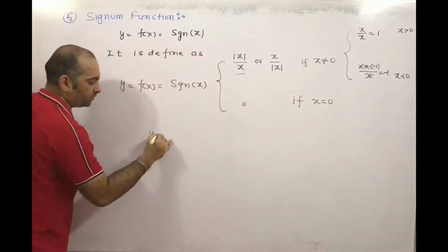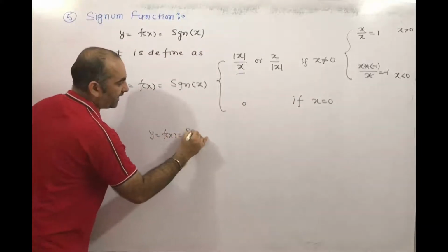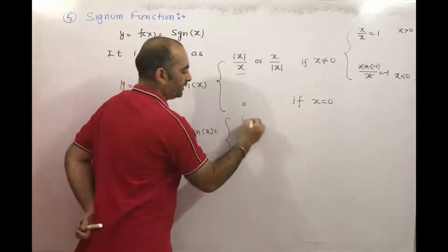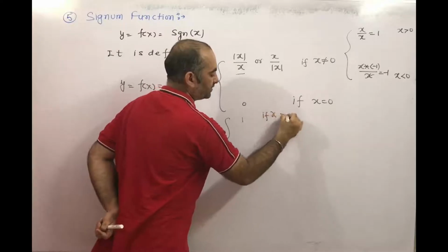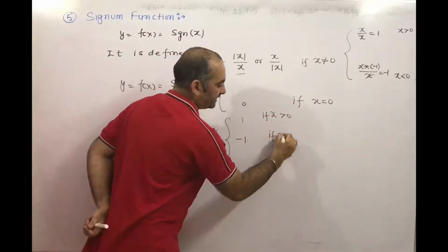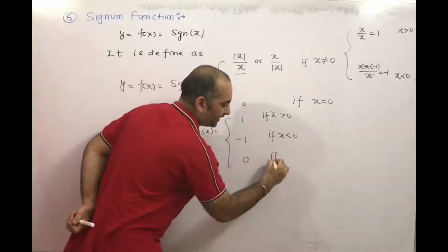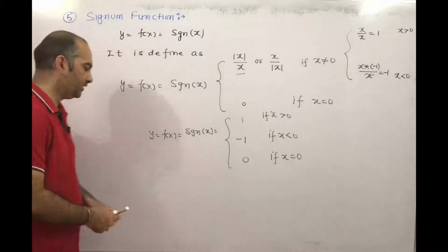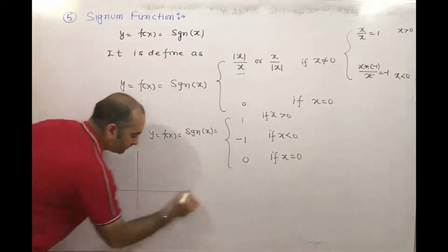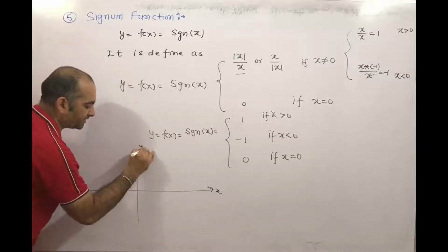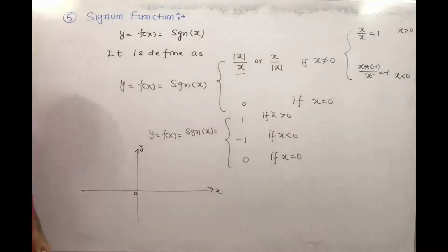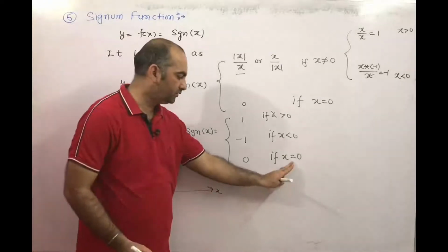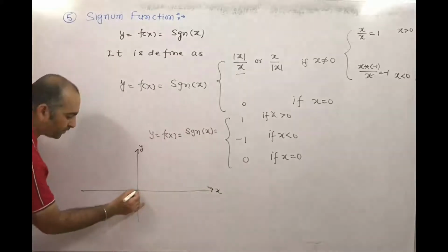So Signum function y equal to f(x) equal to Sgn of x equal to 1 if x is greater than 0, minus 1 if x is less than 0, 0 if x is equal to 0. So if you draw the graph of Signum function, this is x-axis, this is y-axis, this is origin, correct? So y equal to Sgn of x. If x is equal to 0, then y is 0. That means this point will come.